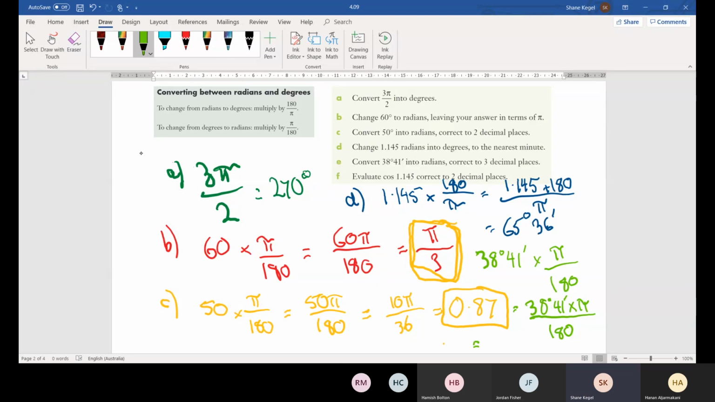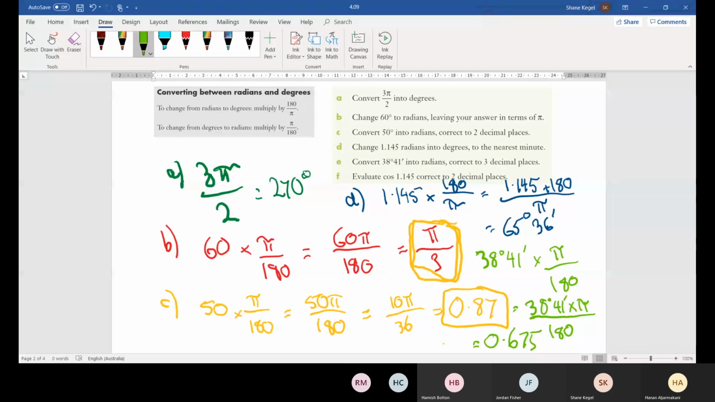Yeah, so into radians. Sorry, I'm converting to radians. I'm not converting to degrees. Converting to radians. 0.6, 3 decimal places, 675.